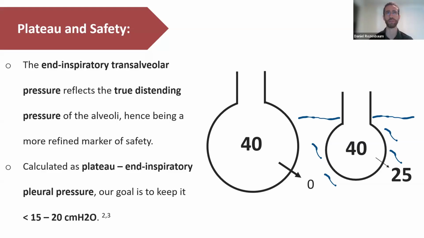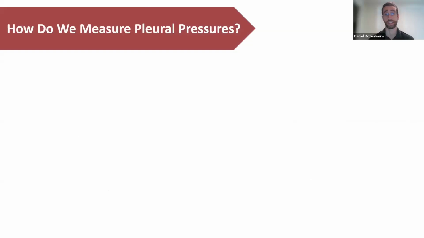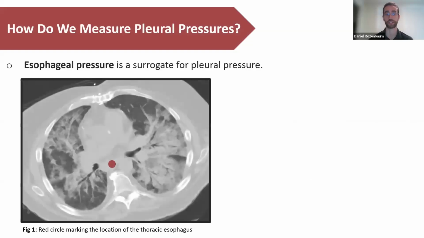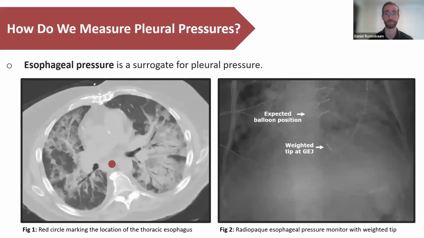But you may be asking, how can we actually calculate it? If we need to measure pleural pressures, how can we measure pleural pressures? Well, it turns out that the thoracic esophagus, marked here with a red circle on the CT scan, is located adjacent to the pleural space. So when we place a manometer in it, simply a catheter with a balloon near its tip, like you can see on the plain film, the pressure the manometer measures is a reasonable surrogate for pleural pressures.